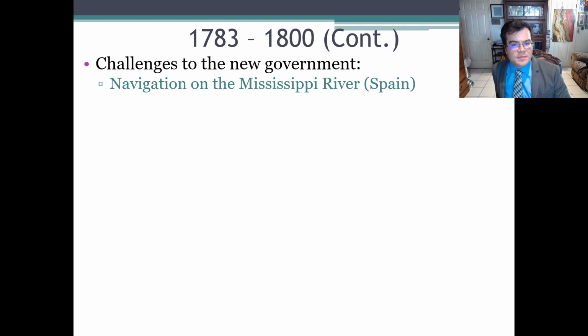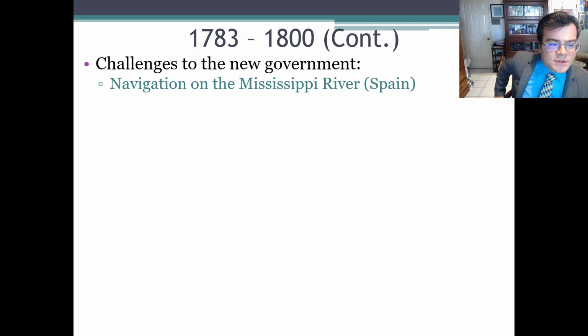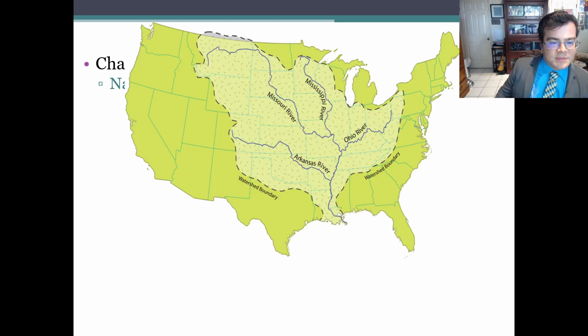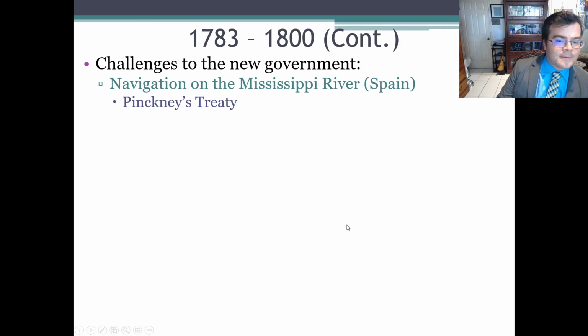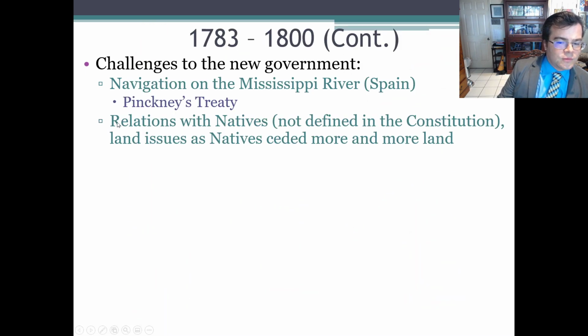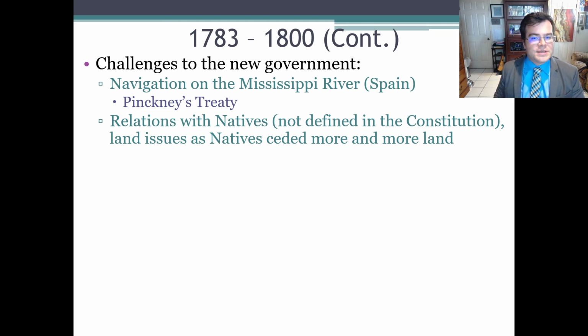Okay, so Spain is playing hardball. France, England, they're all messing with us because they know that we're a new country. We're kind of not as strong as them. So Spain has access to the Mississippi River, right? And the Mississippi River is one of the main rivers in America. It leads to New Orleans, which is a huge trading center. So with Pinckney's Treaty, we're going to make a deal with Spain, and we're going to get access to New Orleans. Eventually, we'll buy the Louisiana Purchase and get New Orleans.